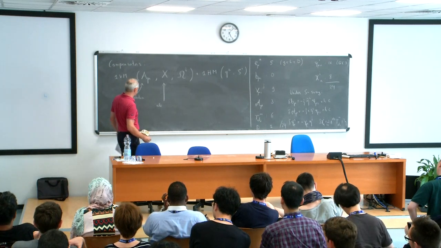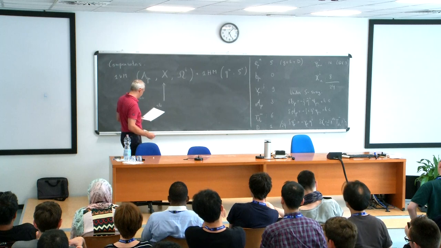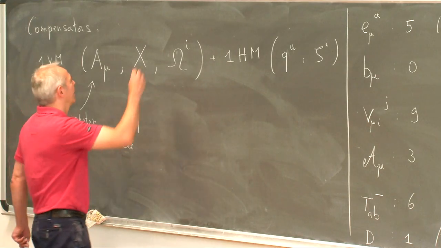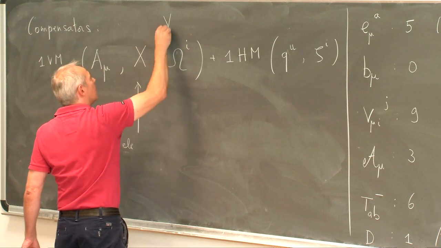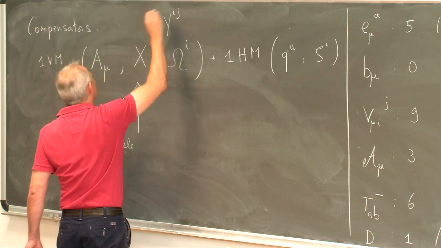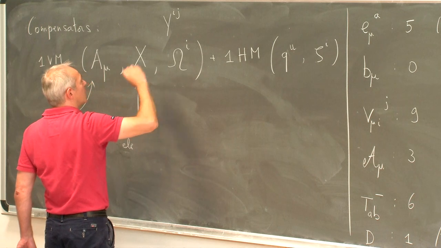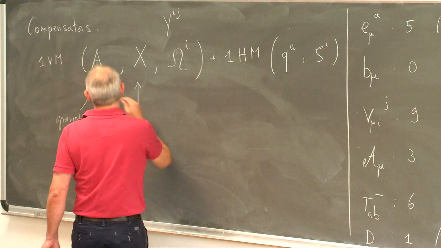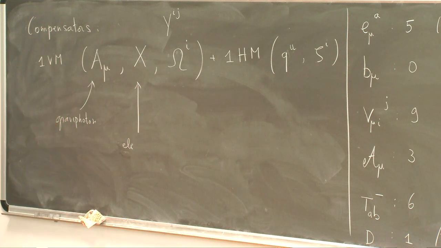You're quite right, I did something wrong. There is a triplet of Y ij. That is missing here. Very good. Otherwise, this is not an off-shell multiplet. Yes, you're right.